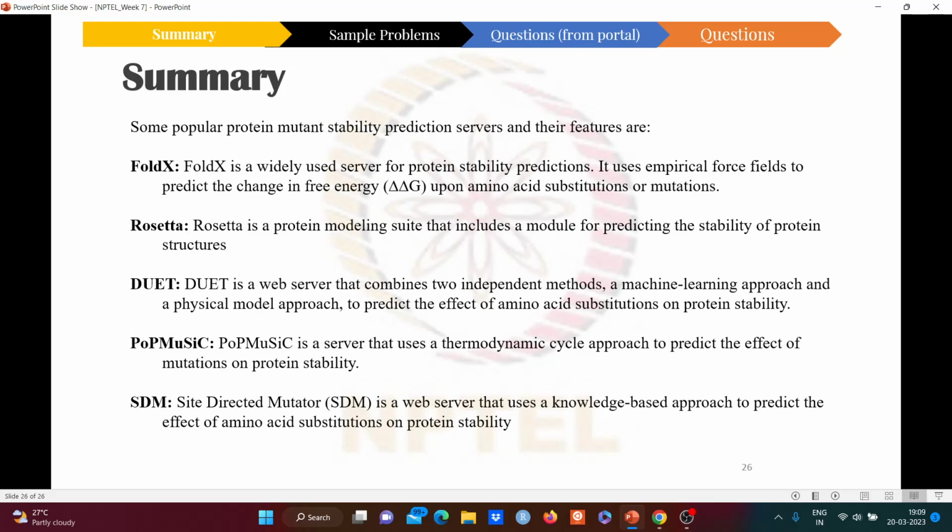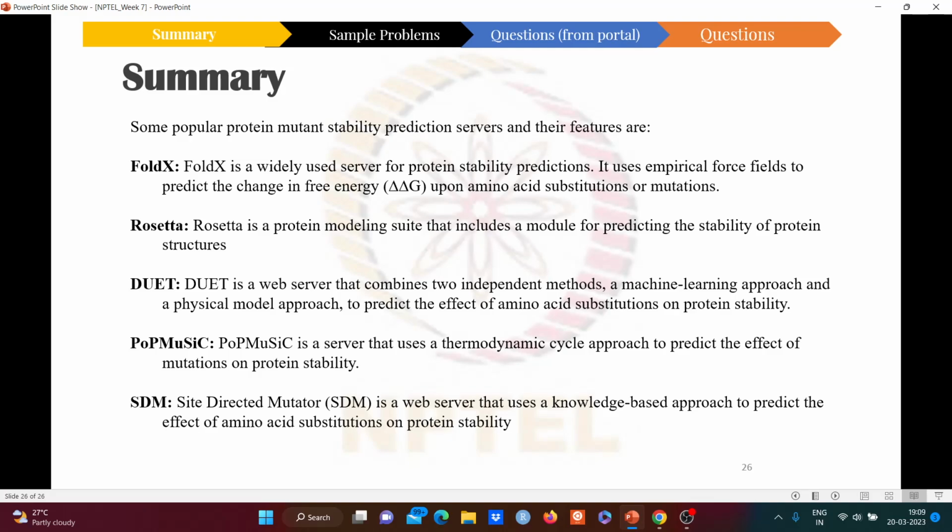Next is the prediction servers. These tools are built to predict the effect of amino acid mutations or substitutions on stability. They are developed based on different algorithms. Some use machine learning algorithms, some are physics based, some are observation based, some are deep learning based, everything. Some popular ones I'll be discussing.